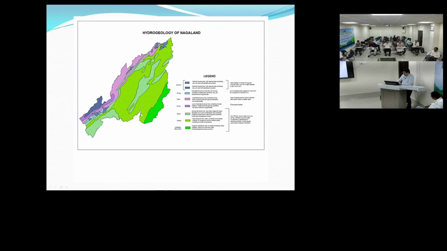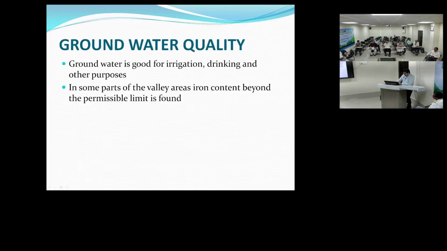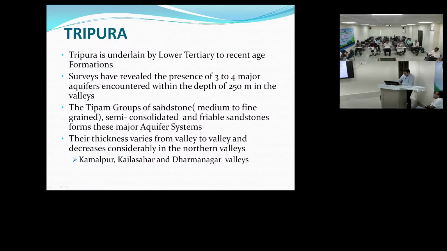So this is the hydrogeological map of Nagaland. As you can see, the valley alluvium is very meager, thick only along the valley portions, the Dimapur area, bordering Assam. The rest of the areas are underlain by sandstone. Quality wise, it is good for drinking and other purposes. In the valley area, iron content has been found to be beyond the permissible limit.